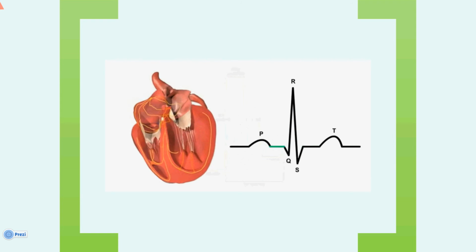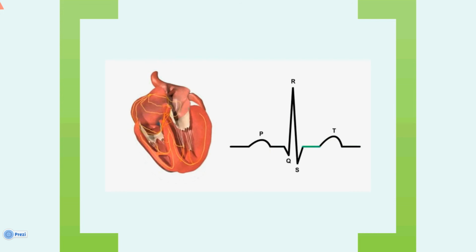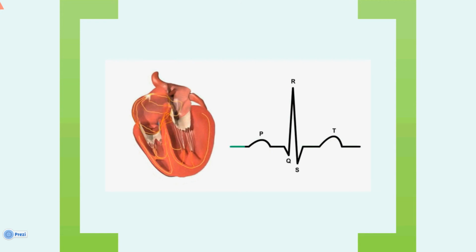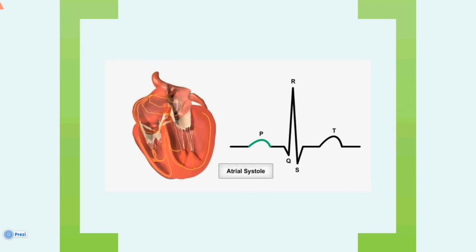Let's look at what happens during a single beat of the heart, and how these events are depicted on an ECG. In a normal heart, each beat begins in the right atrium with an action potential signal from the sinoatrial, or SA node, the heart's natural pacemaker. The signal spreads across both atria, causing the muscle cells to depolarize and contract, inducing a phase known as atrial systole. On the ECG, this atrial depolarization is represented by the P wave.